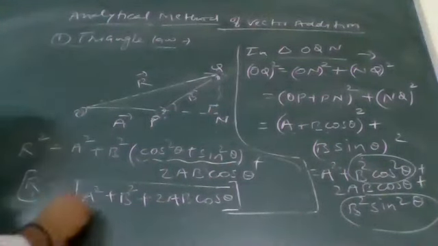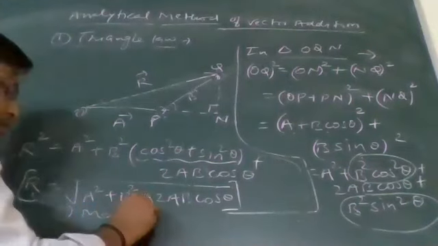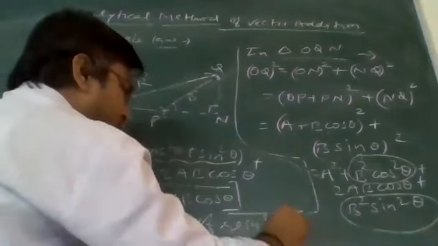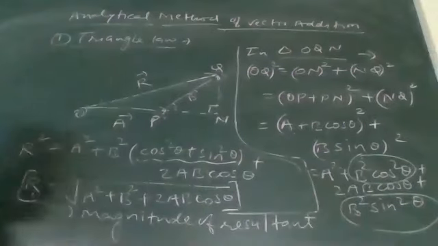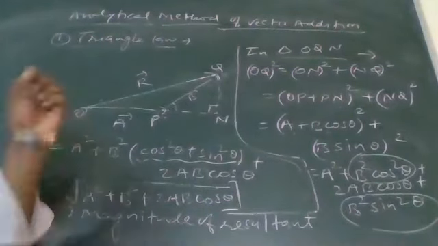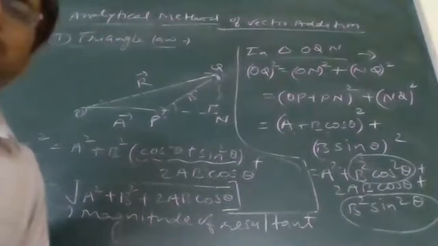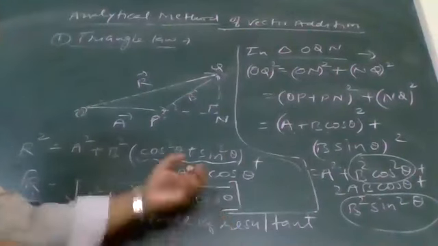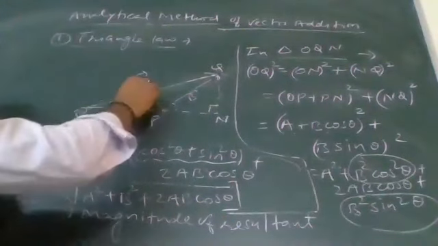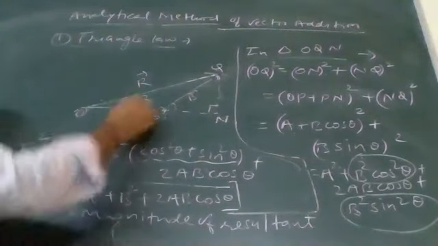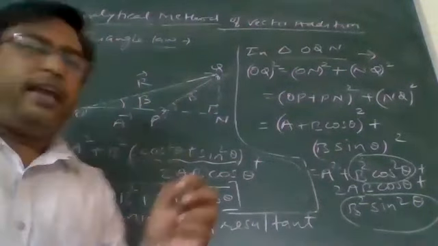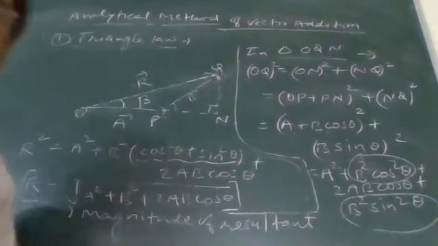This R is the magnitude of the resultant vector. A vector has magnitude as well as direction. We have already calculated only the magnitude. Now what is the direction? Let's see. The direction of the resultant from vector A is beta. Beta is an angle. We will represent the direction by use of angle.